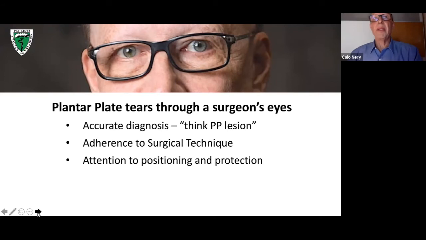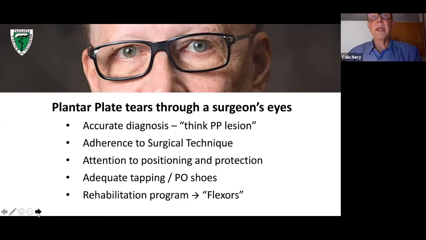Be careful with the positioning and protection of the operated toes in the post-operative period, paying special attention to taping and the regular use of post-operative shoes. Start an early and aggressive rehabilitation program that favors joint flexibility and strength of the flexor muscles. And of course, get a good look.